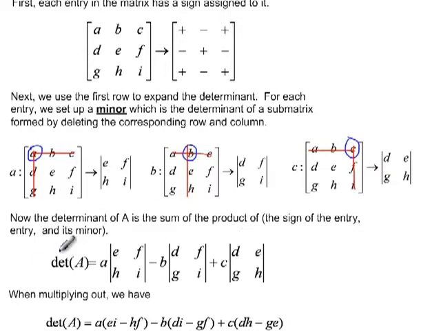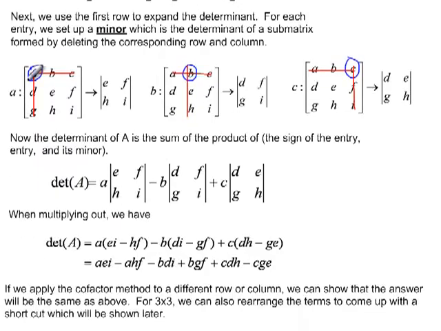Once you set up the minors, the determinant of A will be the sum. That means you add the product of, again, each entry, which will have a sign, positive or negative, and then the entry itself, and then the minor. So you just need to multiply the sign, plus or minus, to the entry and to the minor, the determinant, and add them up. So the determinant of A for this particular matrix, now you see that we're using the first row.